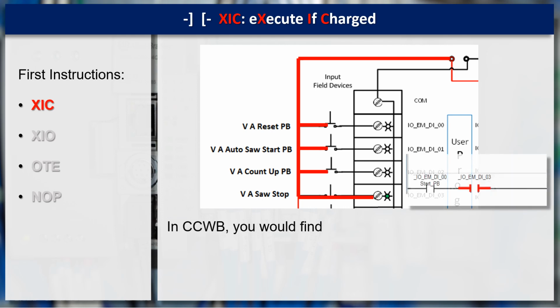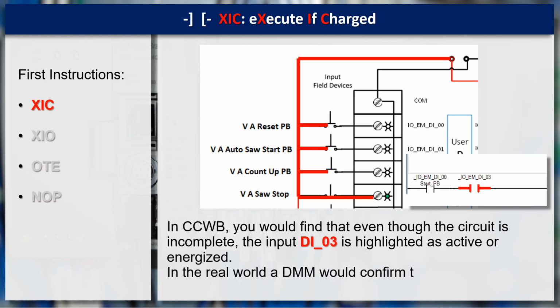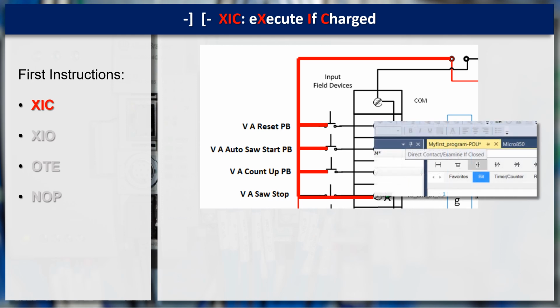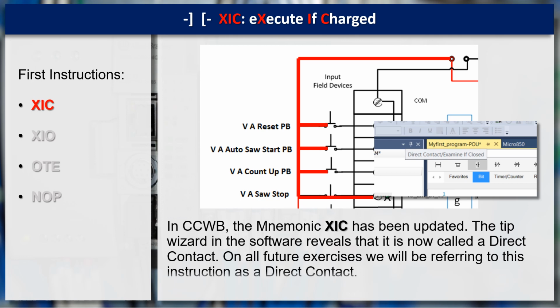In Connected Components Workbench, you would find that even though the circuit is incomplete, the input DI03 is highlighted as active or energized. In the real world, a digital multimeter would confirm there is voltage on DI03's terminal screw. In Connected Components Workbench, the mnemonic XIC has been updated. The tip wizard in the software reveals it is now called a direct contact. On all future exercises, we will be referring to this instruction as a direct contact.